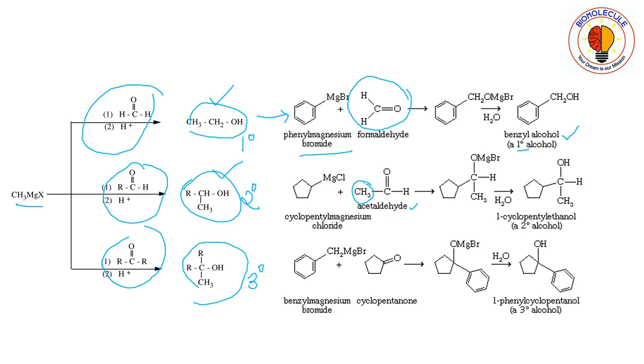Because of this CH3 group only, you are getting a secondary alcohol here. Look at this CH2, meaning these hydrogens. Formaldehyde contains two hydrogens, so CH2. Acetaldehyde contains one hydrogen, so only one hydrogen in the product. Because of these two hydrogens you are getting a 1 degree alcohol, that is a primary alcohol. Here, because one hydrogen is present and the rest two groups are substituted groups, you are getting a secondary alcohol.